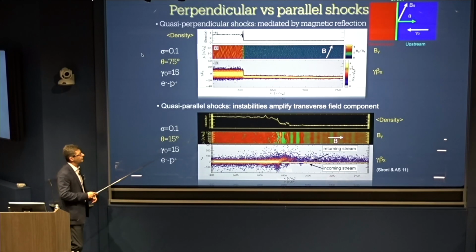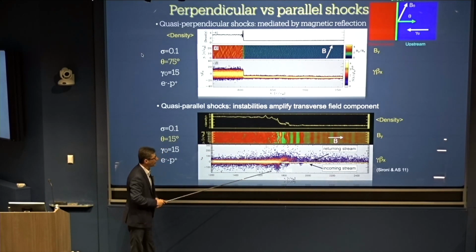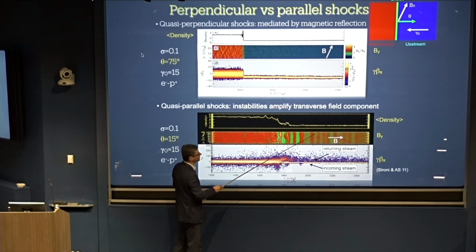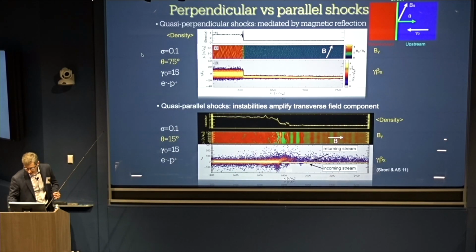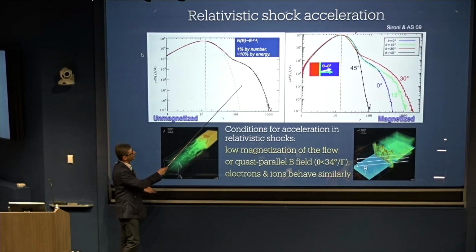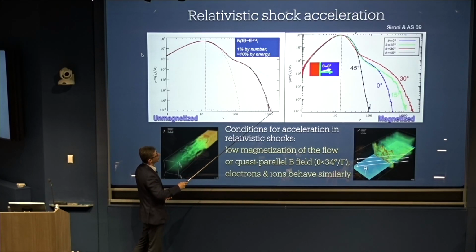Or if you have magnetic field along the flow, so along the normal, this is a parallel case, then you see some reflected particles going upstream, driving waves, and everything is peachy, and this stuff starts to accelerate. And indeed, that's what we observe. So these are the spectra for unmagnetized shocks, showing about 1% by number, 10% by energy. And this tail develops with time, becoming more and more like a power law.